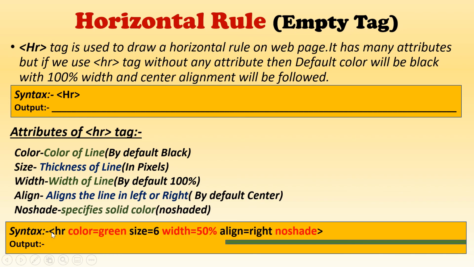Now we see the syntax. HR color is equal to green, size is equal to 6, width is equal to 50% of the screen, align is equal to right and noshade. Then this will be the output.